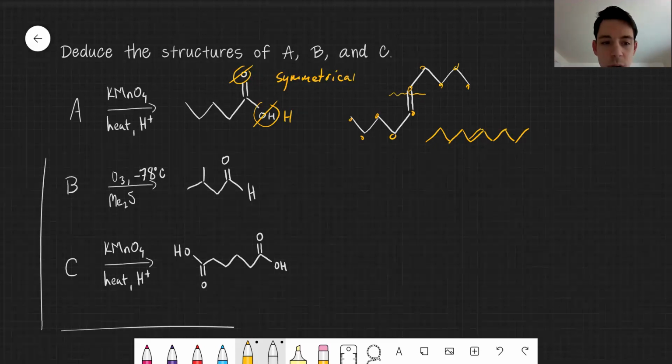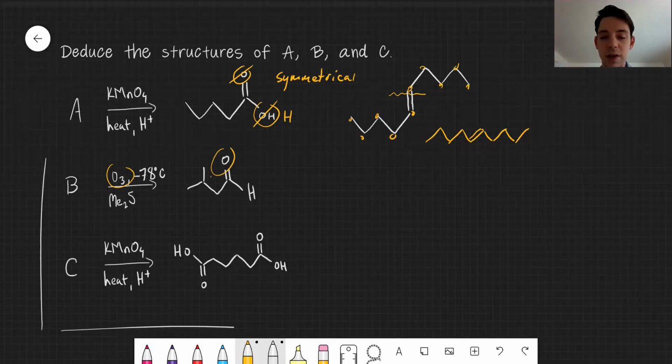The next one is an ozonolysis reaction. We see ozone cooled by liquid nitrogen. This would happen in a nonpolar solvent like CCl4, followed up by dimethyl sulfide. Ozonolysis cleaves the double bond and oxidizes it with an oxygen, forming a ketone or an aldehyde. In this case, it was an aldehyde.